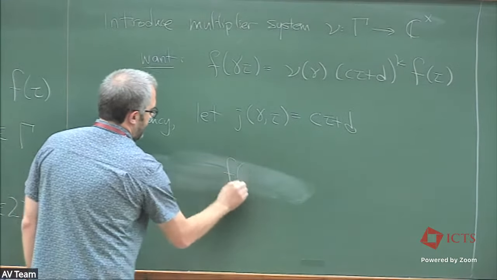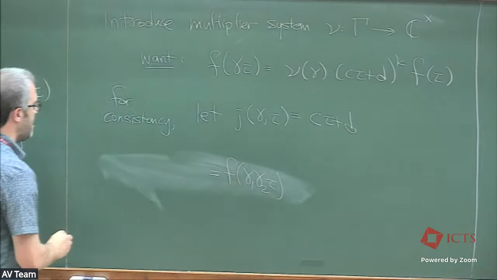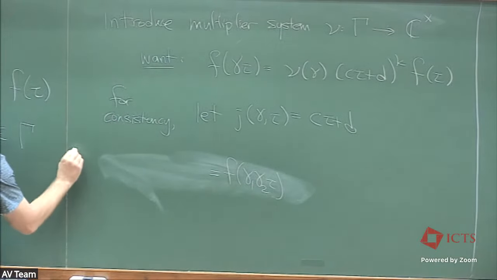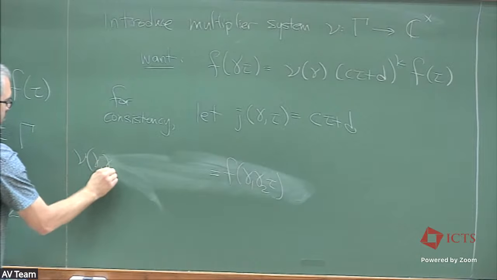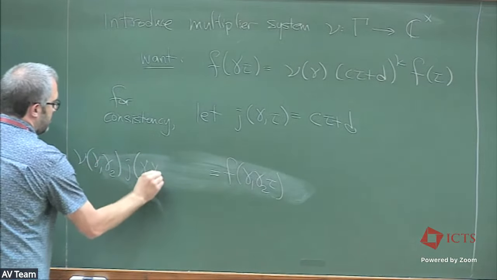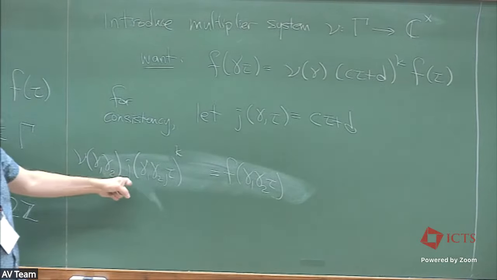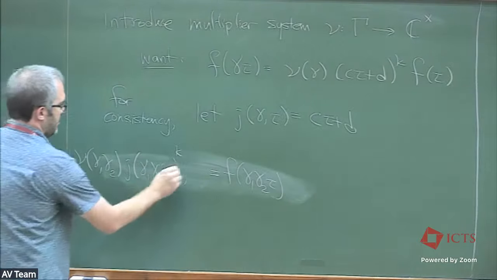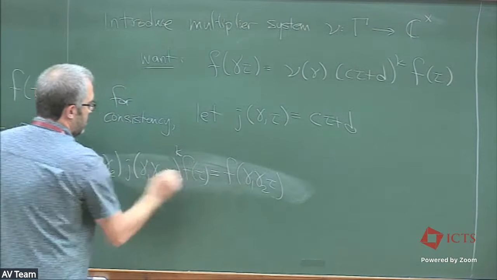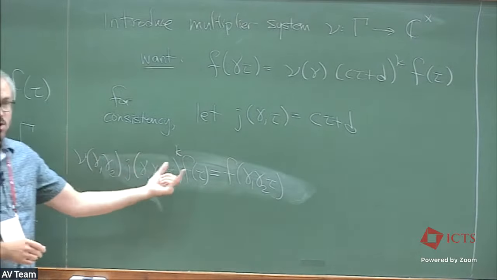So f of gamma 1 gamma 2 tau, on the one hand, should be nu of gamma 1 gamma 2 times j of gamma 1 gamma 2 tau to the k, that's your (c tau plus d) to the k, and then f of tau. Okay? So that's if we think of gamma 1 gamma 2 as a single matrix.